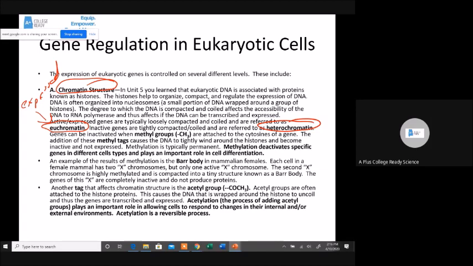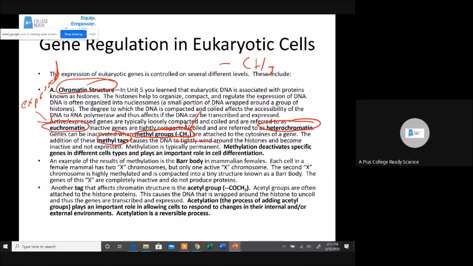This can happen in a couple different ways, but one of the main ways it happens is through what's called methylation, the attachment of CH3 groups, methyl groups, to the cytosines of the DNA of a particular gene. When those methyl groups are attached, sometimes they're called methyl tags, that causes the DNA in that area to tightly wind up around the histone proteins, the proteins that sort of act like spools for the DNA. And that particular gene in that area is wound so tight, transcription can't happen, translation can't happen.